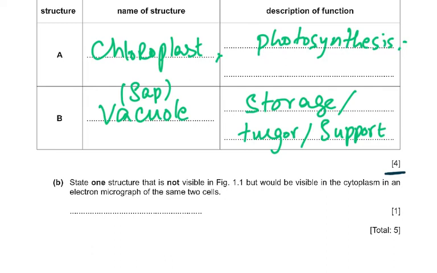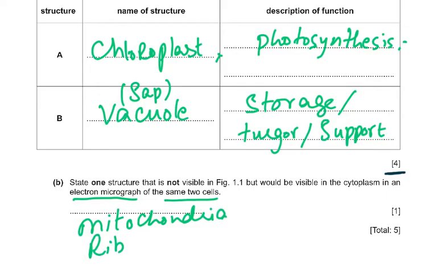Then state one structure that is not visible in figure 1.1 but would be visible in the cytoplasm in an electron micrograph of the same two cells. Well, you could see mitochondria in an electron micrograph, and so you would get a mark for that, or you could have written ribosomes. These two are of course in the syllabus, but it says one structure that is not visible, so there's only 1 mark for it. And of course, if you gave me some structures which are not even in the syllabus, like the rough ER or the Golgi apparatus, well, I would give you a mark for that.